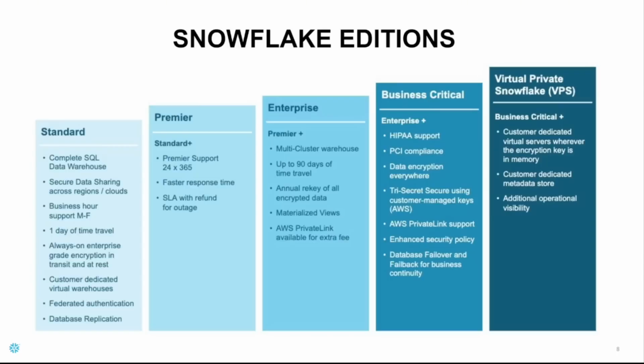You also have materialized view support in the enterprise version. It also provides AWS PrivateLink for extra fees. So these are some of the features of the enterprise version.